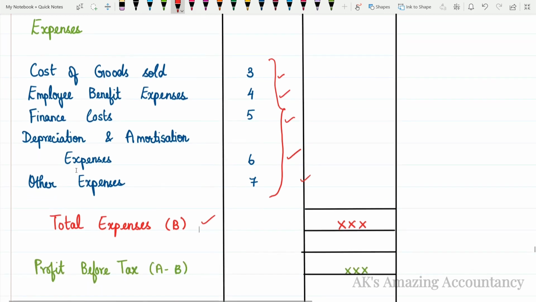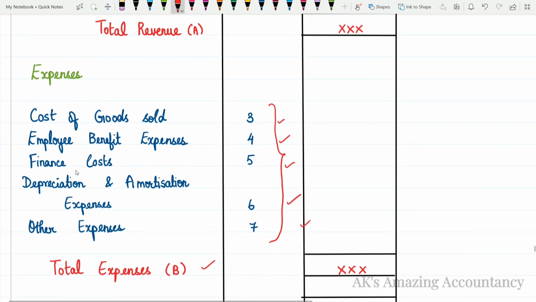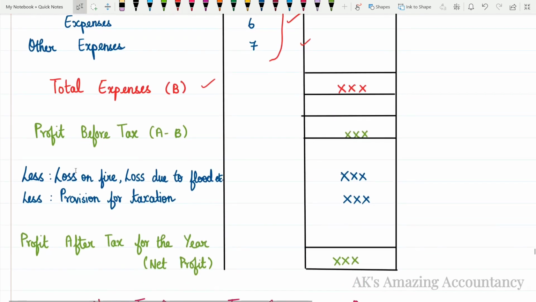Okay, then what you have to do is you have to find out the profit before tax, which is nothing but A minus B. So what do you mean by A minus B? A minus B refers to total revenue minus total expenses. That will give you the profit before tax.